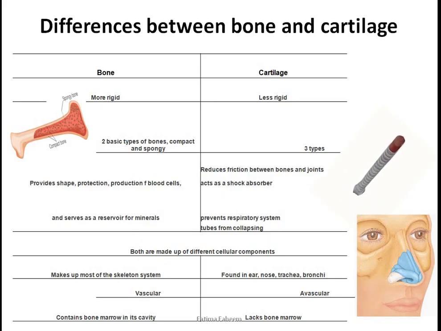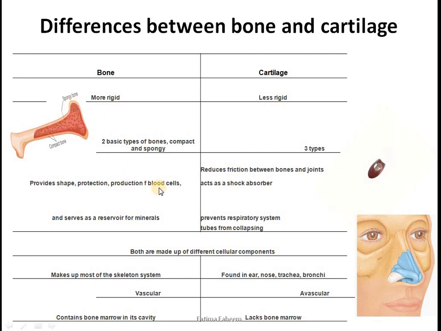Let's see the differences between bone and cartilage. Bone is more rigid compared to cartilage. Bone has two types while cartilage has three. The two types of the bone which you should know are compact and spongy bone. Spongy bone is inside while the compact bone surrounds it.